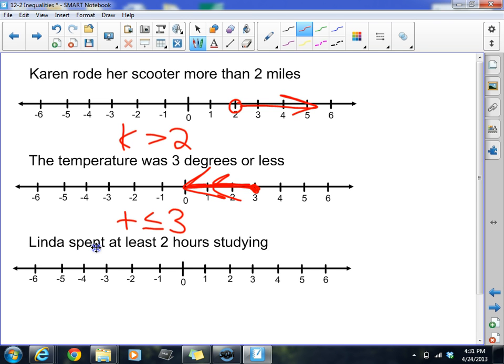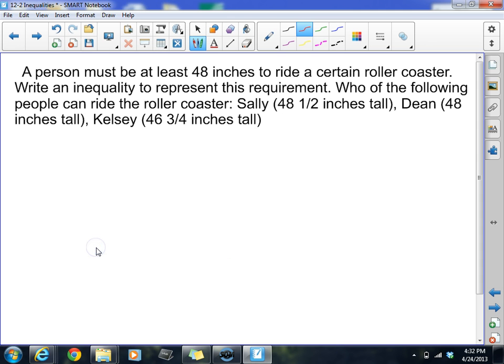Last one. Linda spent at least 2 hours studying. So she could have spent 2 hours, but she also could have spent more than 2 hours. So it's going to look like this. Linda, it's my L, spent 2 hours or more studying. So that is my inequality for the last application, and this one should be extremely easy.